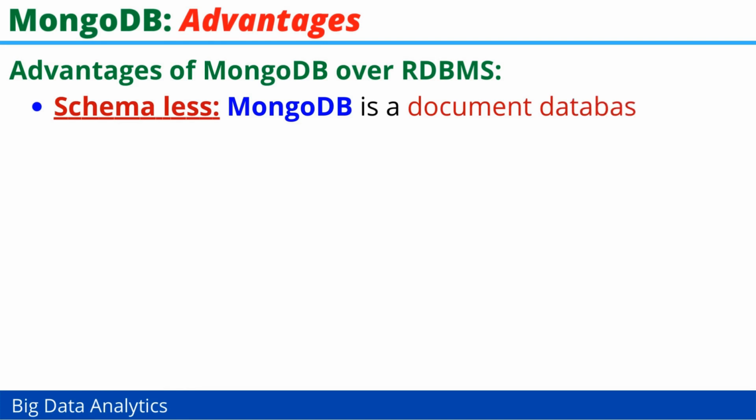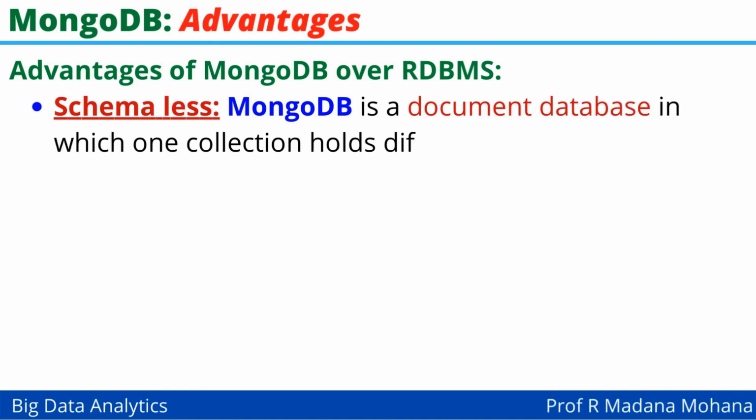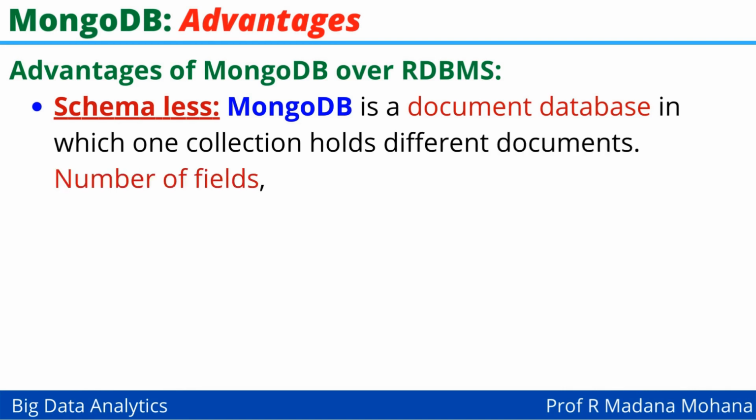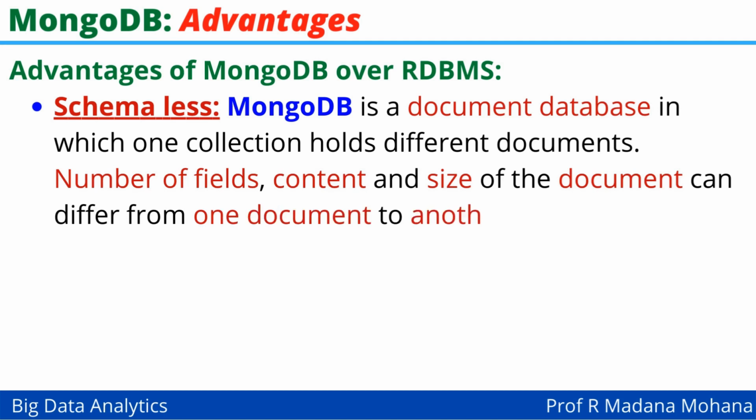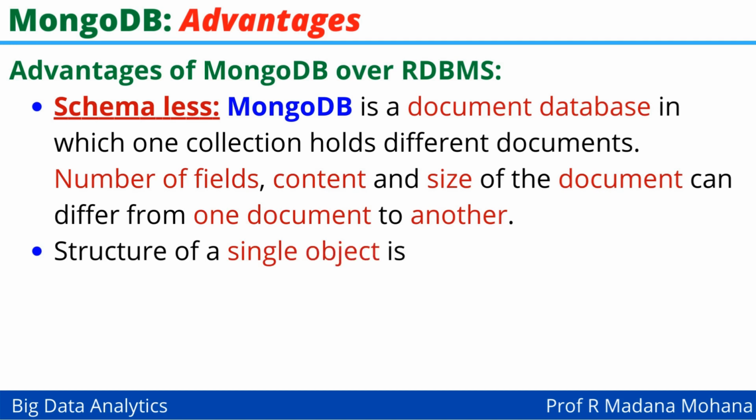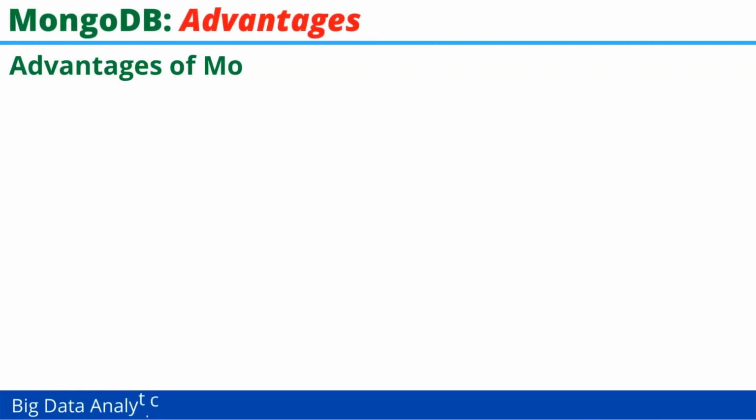The first one is schemaless. MongoDB is a document database in which one collection holds different documents. The number of fields, content and size of the document can differ from one document to another. Here the structure of a single object is very clear. No complex joins are used. These are all the advantages of MongoDB over a relational DBMS.